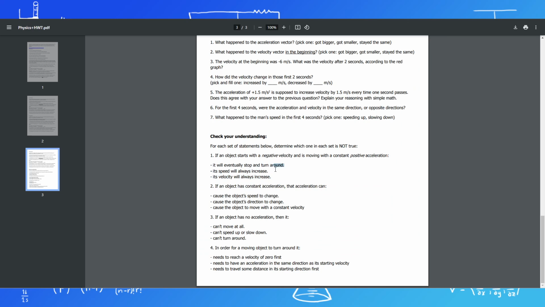The middle statement is false. Its speed will not always increase. Speed is the magnitude of the instantaneous velocity. It's not the magnitude of the average velocity. We went over that earlier today. Don't just take the magnitude of average velocity to be your average speed, but the magnitude of your instantaneous velocity, that is your speed. And that magnitude does not always increase. It starts off by decreasing.